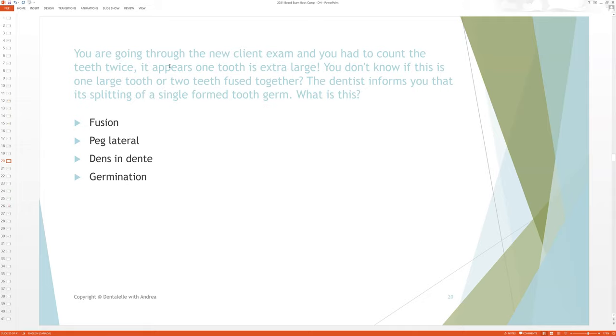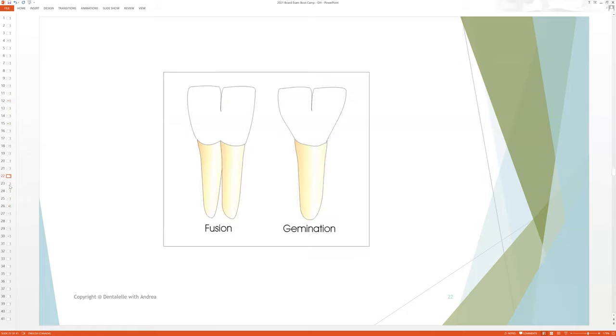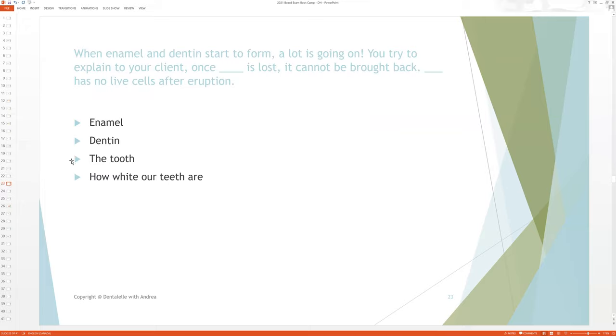Here's another example. So here's a question. You are going through the new client exam and you had to count the teeth twice. It appears one tooth is extra large. You don't know if this is one large tooth or two teeth fused together. The dentist informs you that it's splitting of a single formed tooth germ. What is this? Do you know? If not, you want to attend the boot camp. Oops, kind of just showed you guys. My fault. That's okay. Forget about it.